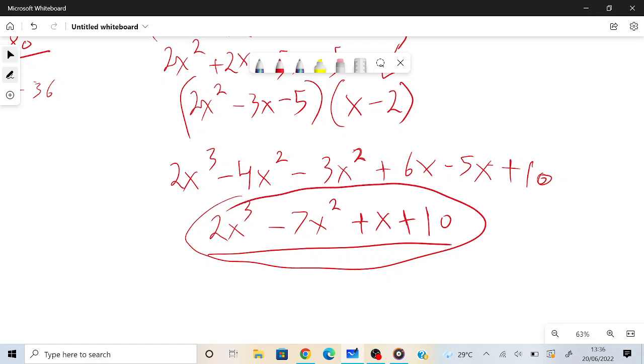So let's check. 2 times 2 to the power of 3, this gives 16, minus 7 times 2 to the power of 2, that's minus 28, plus 2, plus 10. This is 16 minus 28 plus 2 plus 10, which is also 0. So the expansion is correct.